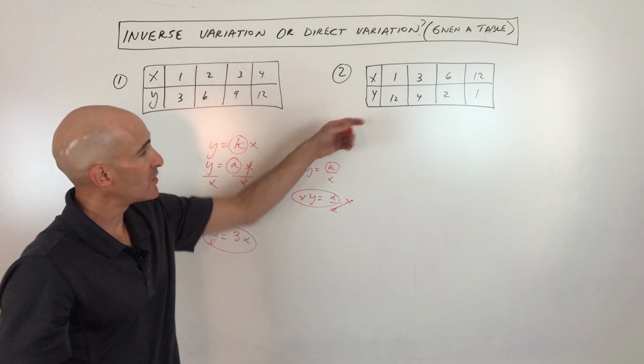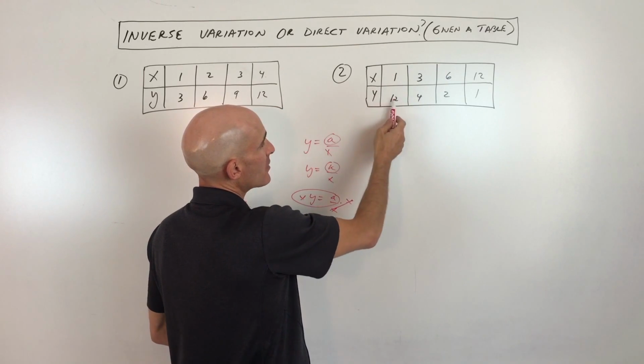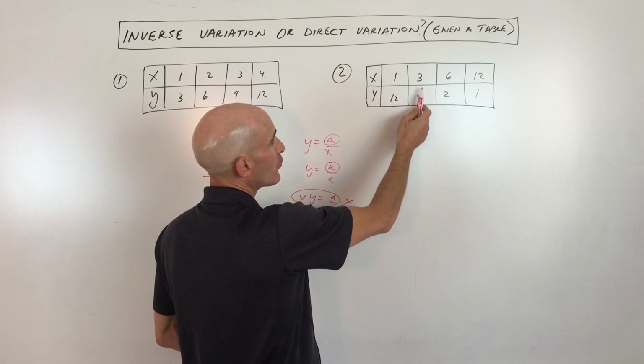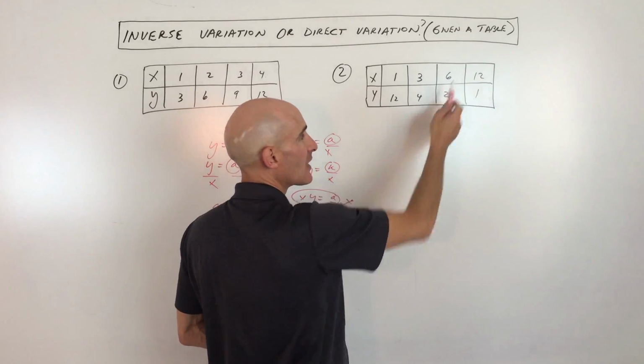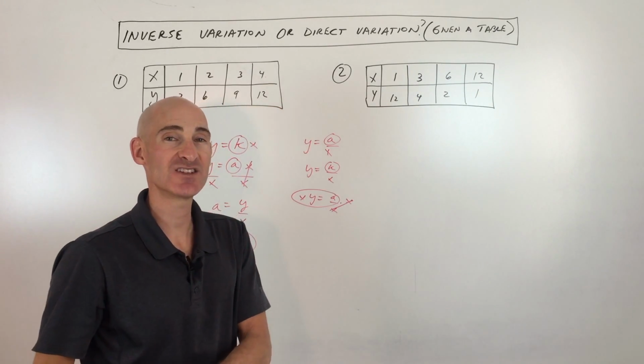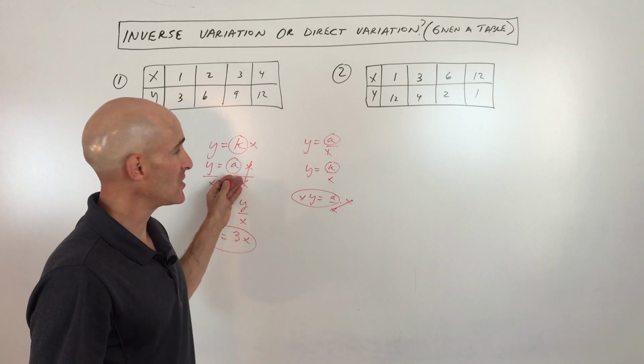Okay, now let's go to the next one here. Let's see if we divide the y's by the x's like we did over here. 12 divided by 1 is 12. 4 divided by 3 is 1.3 repeating. 2 divided by 6 is 1/3, and 1/12. We're not getting the same constant each time. So that tells us what? That tells us that it's not direct variation.